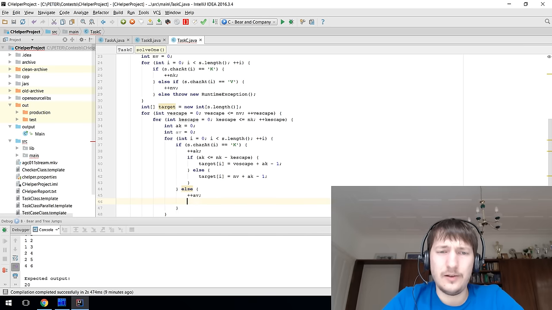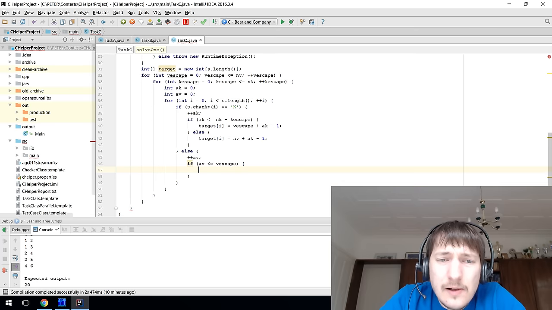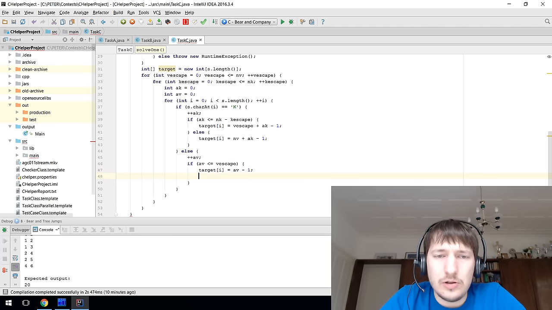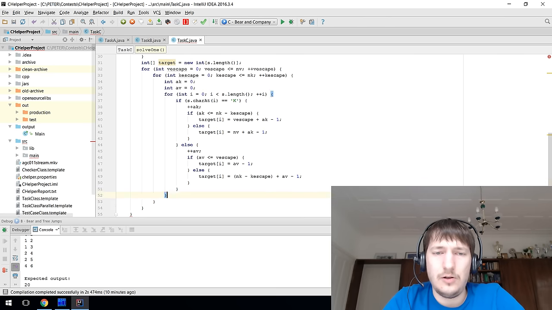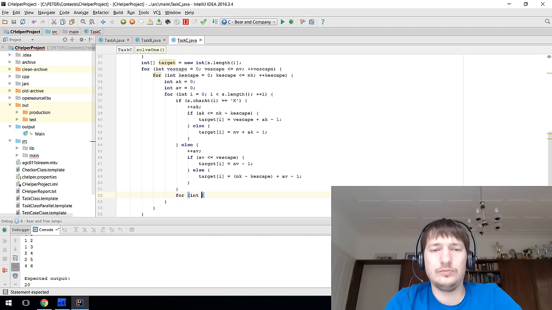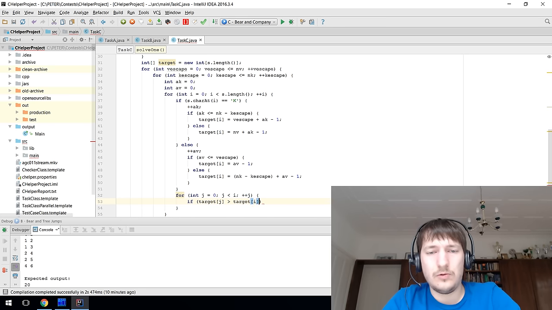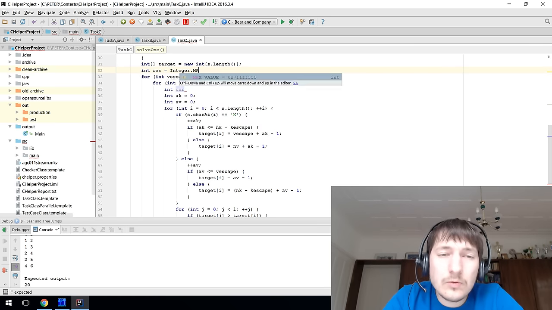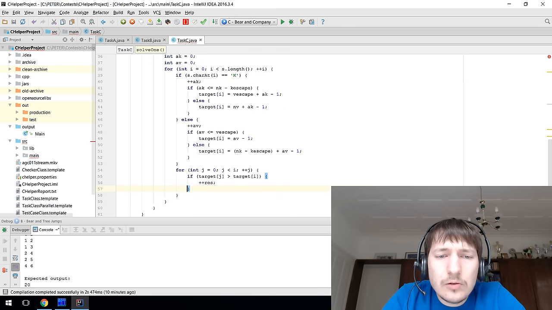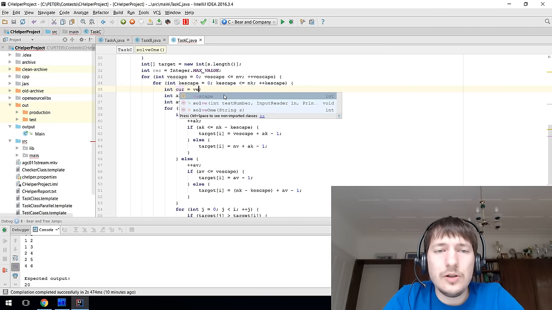If we have a V, if it escapes, then it should just get to this position. Otherwise, if it doesn't escape, then it should go to the end, but before all non-escaping ones. So that would be nk minus k escape plus av minus 1. Okay. And then if there's an inversion, we increment the result. Here we increment current, of course. And actually we start with V escape plus K escape.